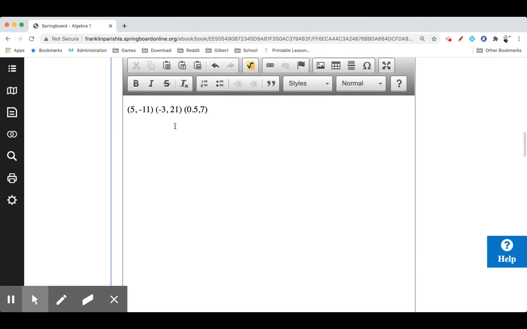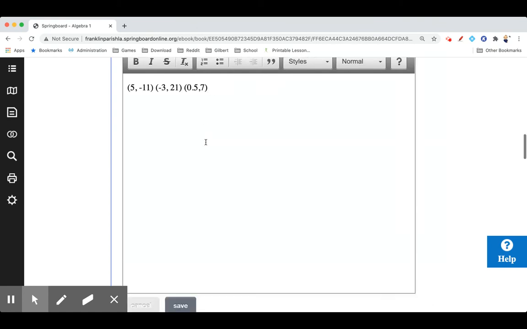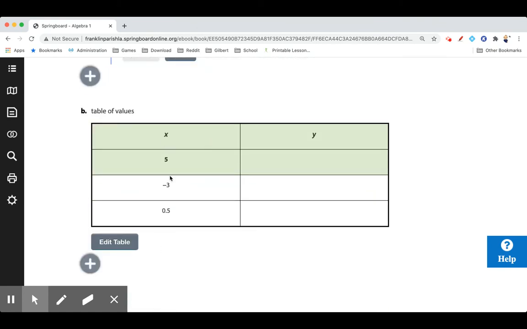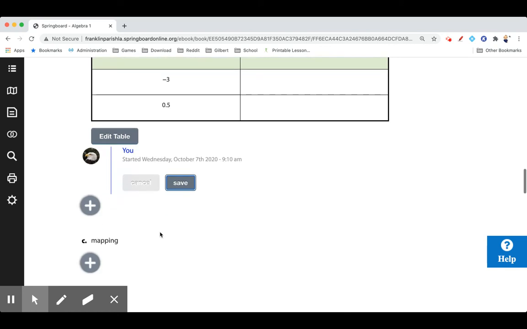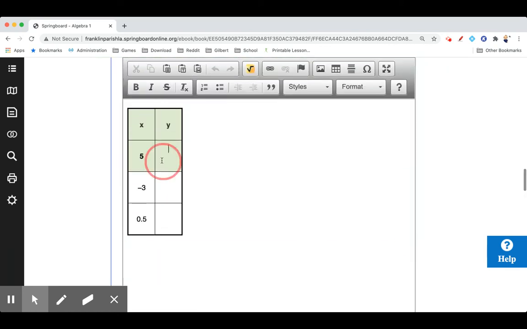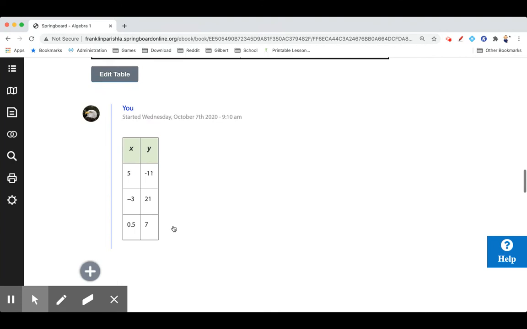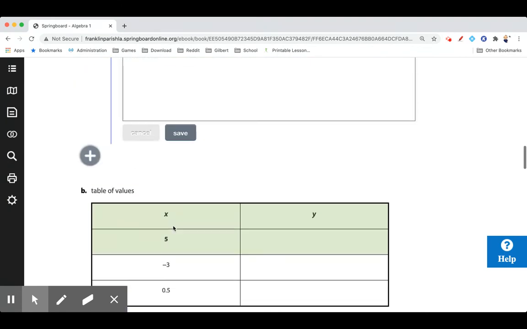The table of values, we're going to put this into this table. They've already got the input, the x coordinates in there for us. We just need to put the outputs. So negative 11, 21, 7.